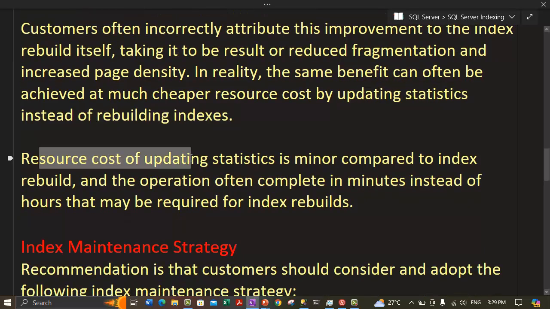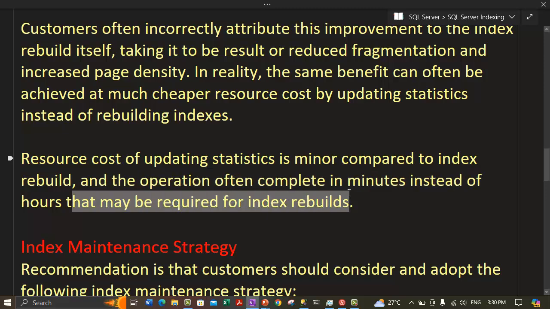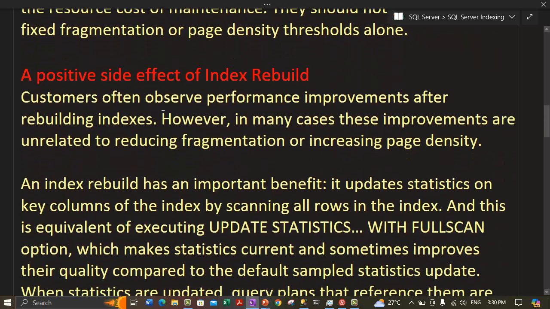So the cost of updating the statistics is minor if we compare it to the index rebuild operation as a whole. Instead of doing the whole index rebuild operation, we can do just the update statistics operation on a particular column which has an index. And the operation often completes in minutes instead of the hours that may be required for index rebuilds. So I hope you get the idea of this topic.